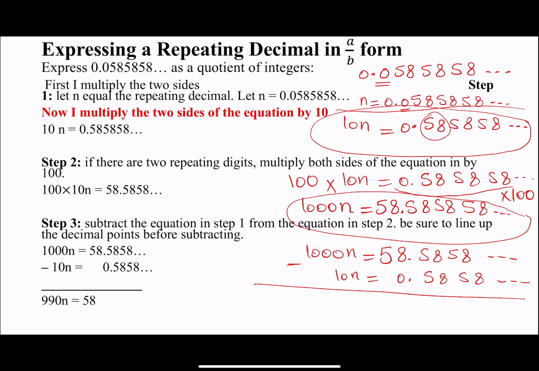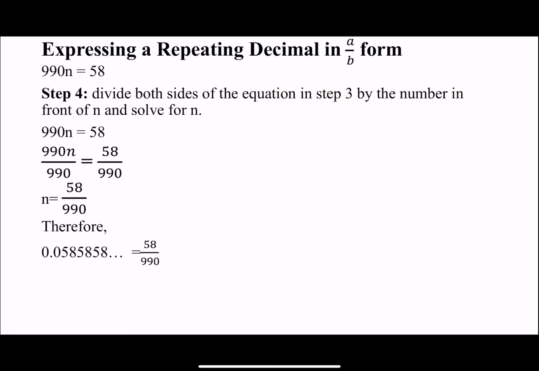Okay, I subtract the left side separately. 1000n minus 10n is 990n. And on the right side, 58.5858 minus 0.5858 gives you 58. Now we have this equation. I solve it for n. So I have 990n is equal to 58.